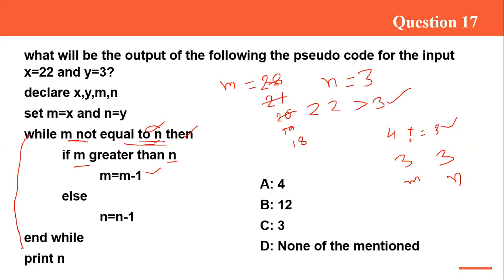Out of the while, what will happen? Print n. What is n value? 3 only. Did you modify n value? When 4 not equal to 3, you have set true here. 4 greater than 3, true. 4 became 3. It goes back. 3 not equal to 3, true? Directly it jumps out of while loop, right? That means, did you modify n value anywhere? No, right? So then the output is 3 only, right?